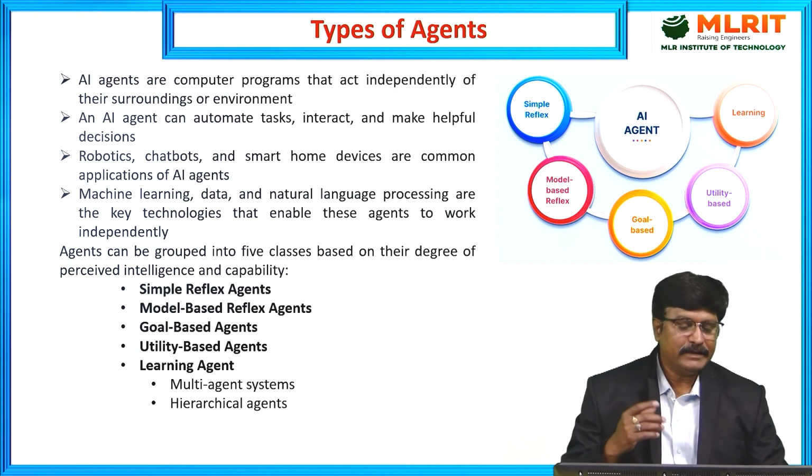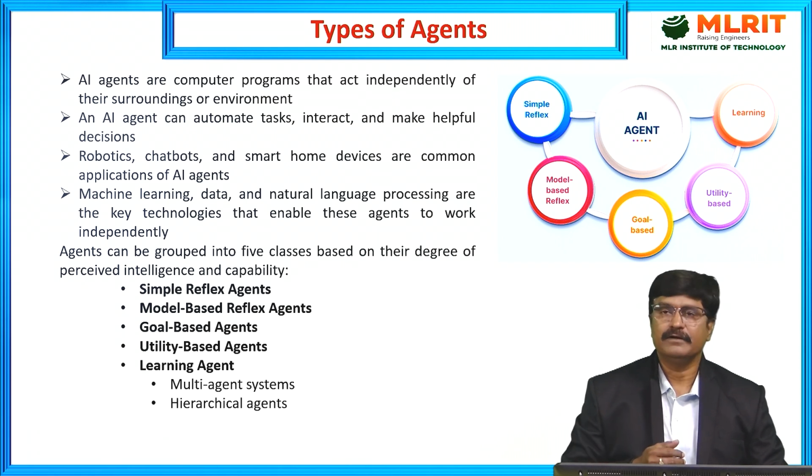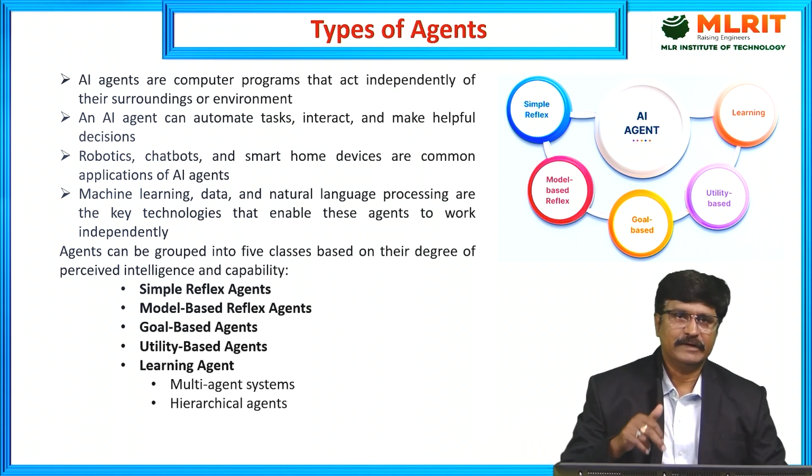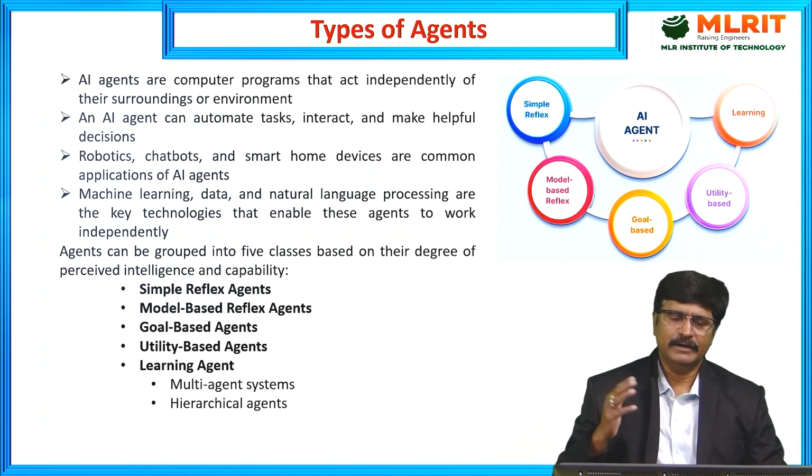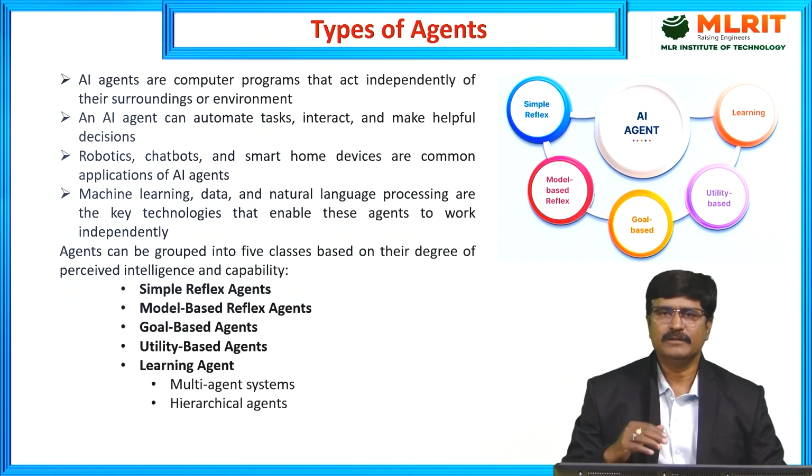Examples: robotics, chatbots, and smart home devices are common applications of AI agents, among many others. The key technologies that enable these agents to work independently are machine learning, data processing, image processing, pattern recognition, computer vision, and natural language processing.